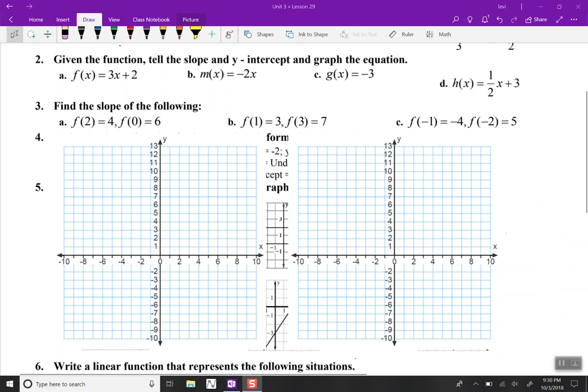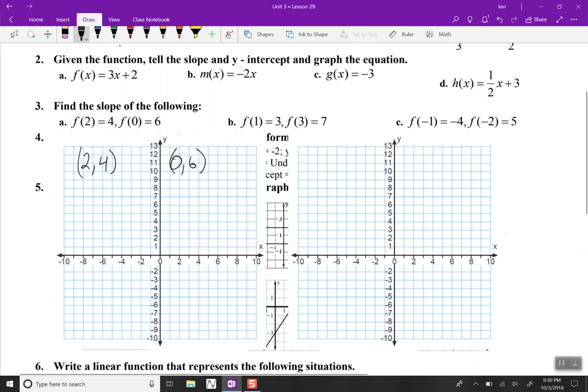Question 3, find the slope of the following. Well, when it says f of 2 equals 4, this means the value of my function at 2 is 4. So that means an input of 2 and an output of 4. That's all that's saying. So that's just the point (2, 4), and f of 0 equals 6 means the point (0, 6). An input of 0 would give me an output of 6. Let me write it over here.